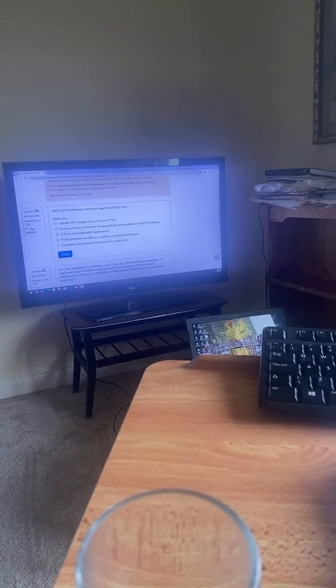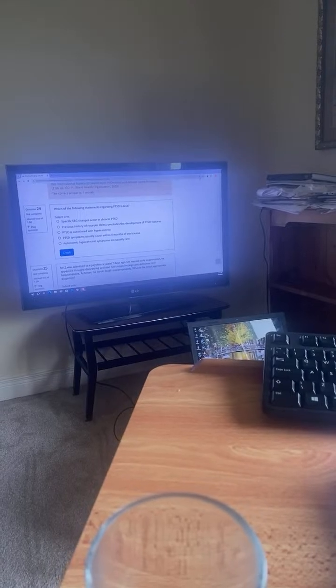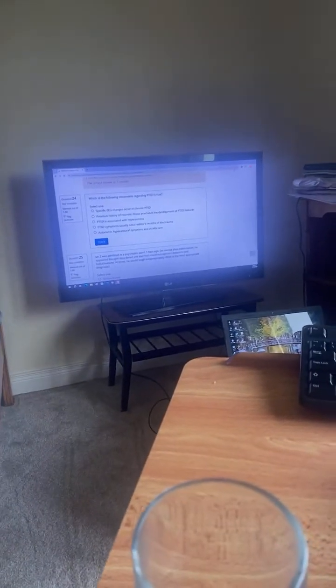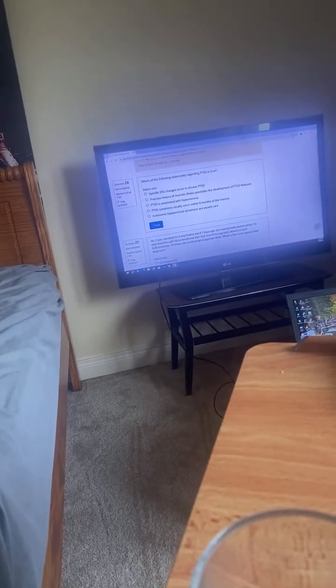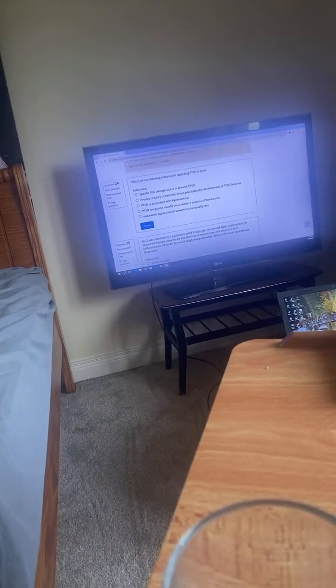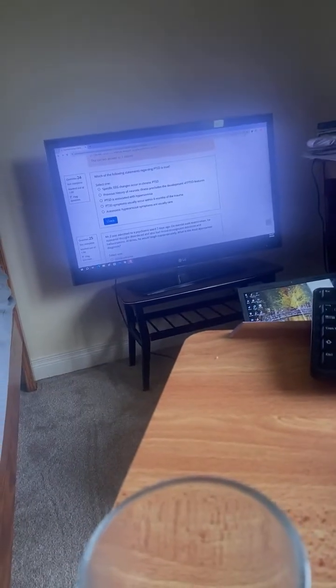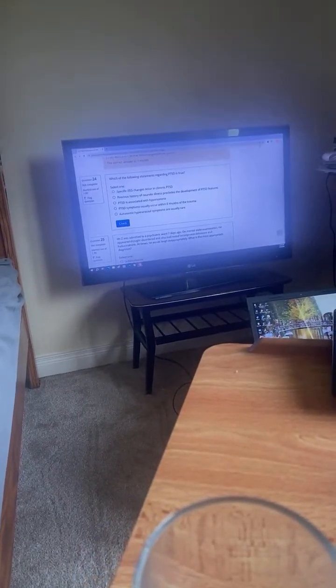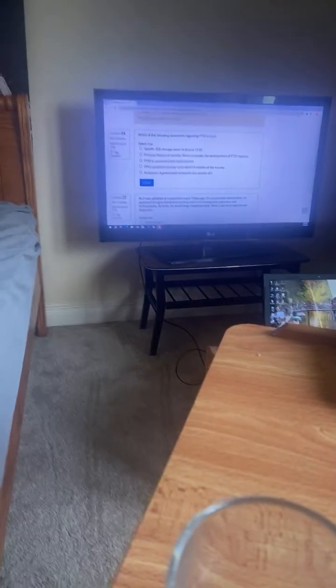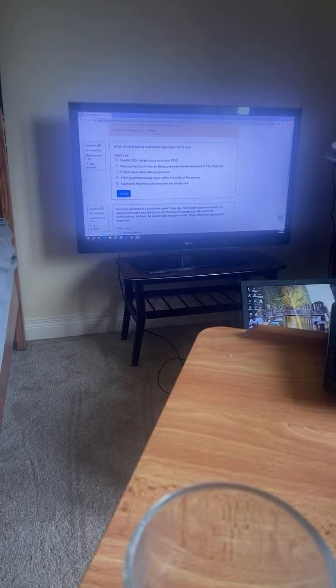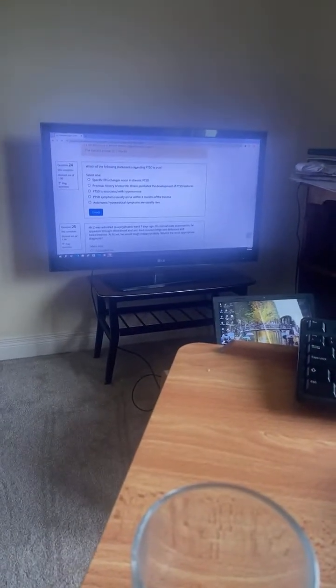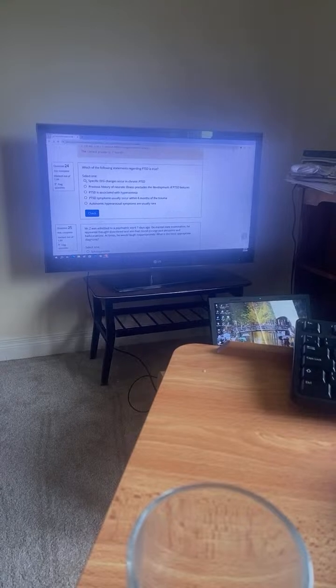That's perfect. Which of the following statements regarding PTSD is true? So in PTSD, they have specific criteria, so they will have flashbacks. They will be very vigilant all the time, and that's a very important thing in PTSD. So in PTSD, that is the most important thing. Now it says specific EEG changes occur in chronic PTSD. I'm not really sure. I don't think so.